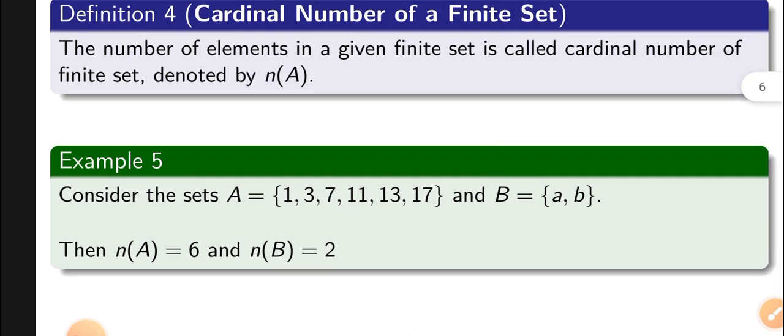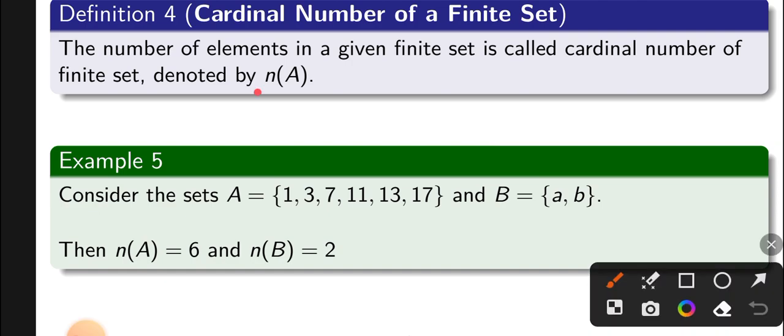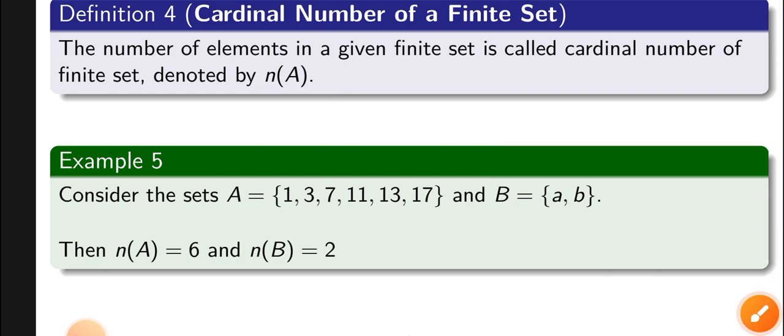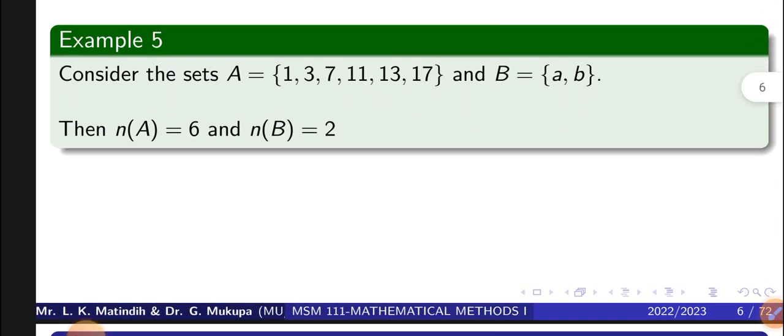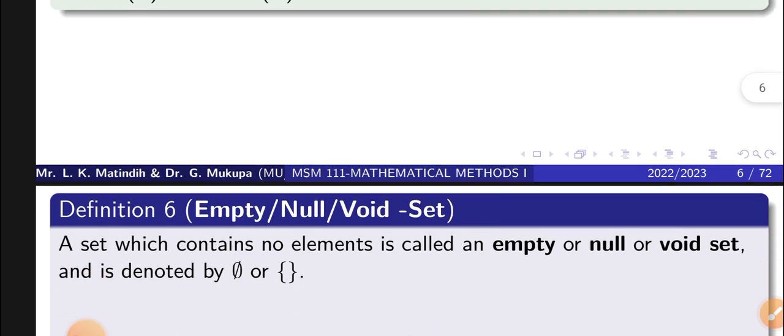So set A has got 1, 2, 3, 4, 5, 6 elements. So n(A), and this is the symbol of cardinality. If you see something like this, they are asking you to find the number of elements in that set. And in set B, we have two elements. So n(B) = 2. That's how we denote cardinality.